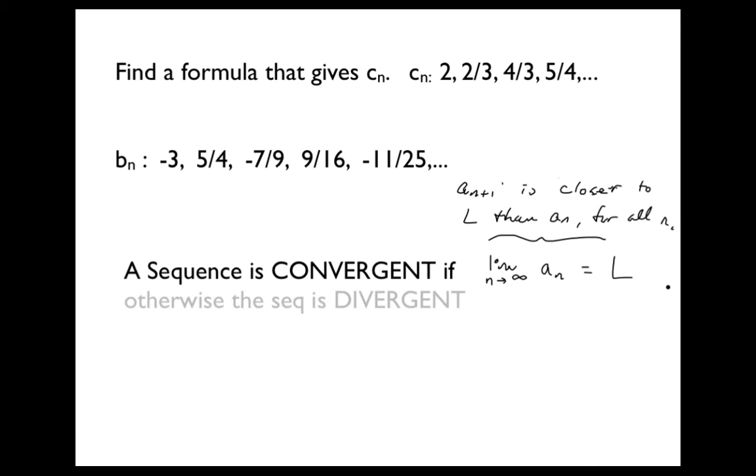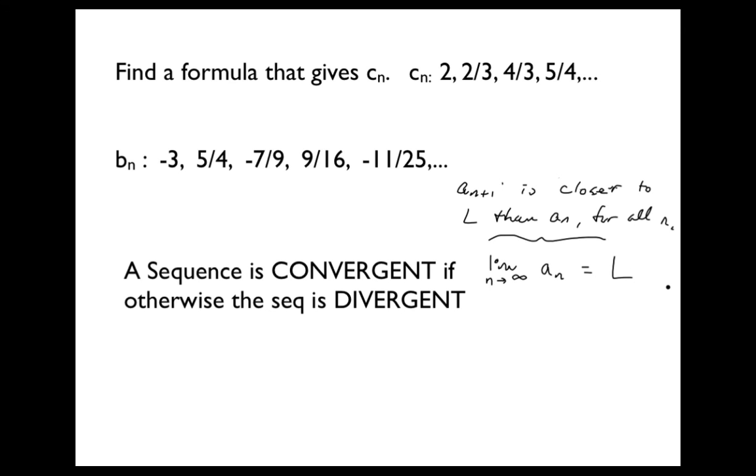Okay, anything else, and the sequence is divergent. Anything else. So the values get really, really big. Or the values bounce around between 1 or 2 or 3 values. So those are all examples of divergent.